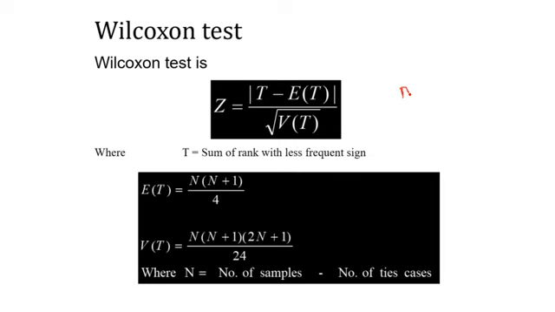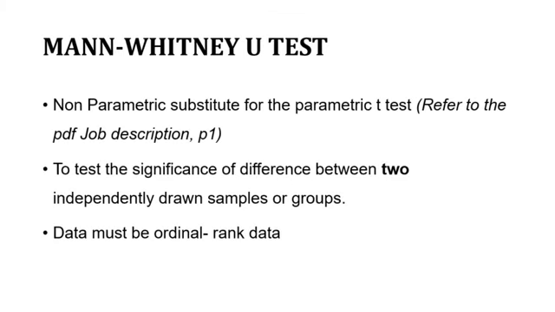But the t-test will actually try to predict the population with the sample data. Fine. That is the difference between these parametric and non-parametric measures. Next test we will be discussing is the Mann-Whitney U-test, which is again a widely used test and which is a non-parametric substitute for the parametric t-test.